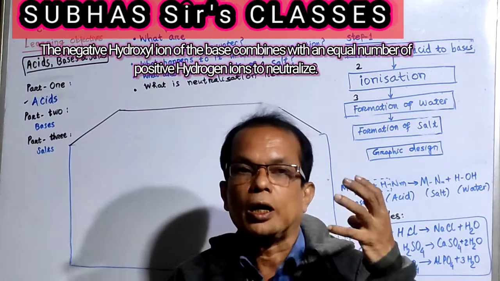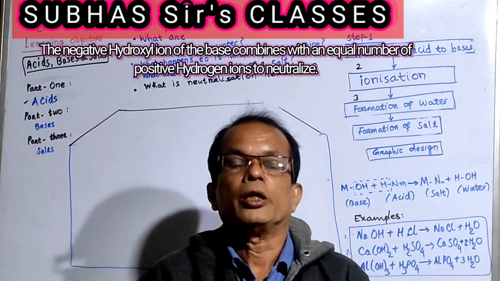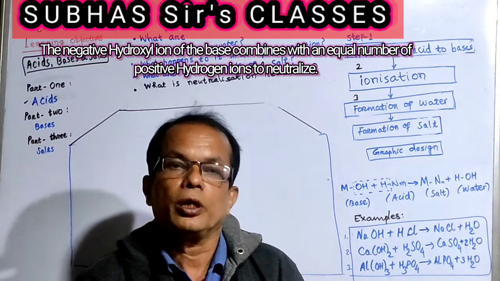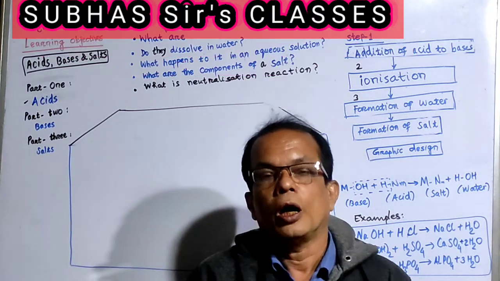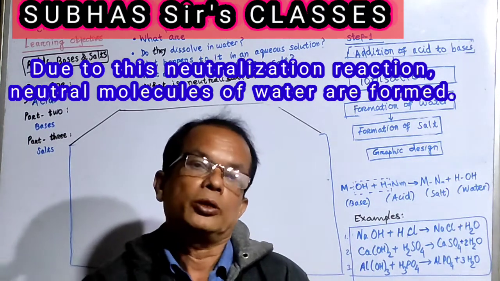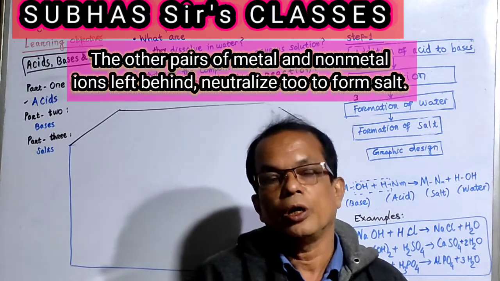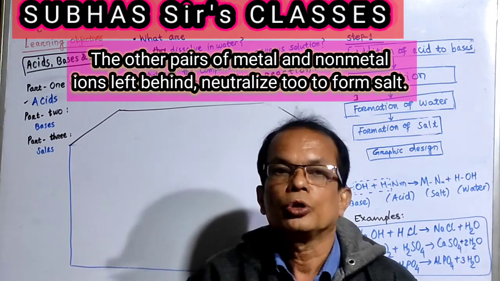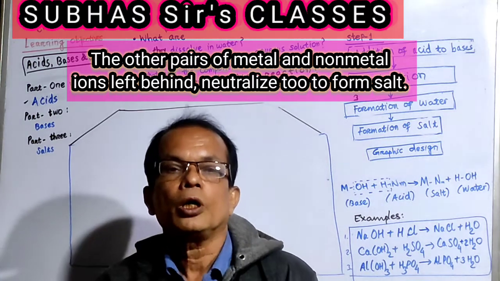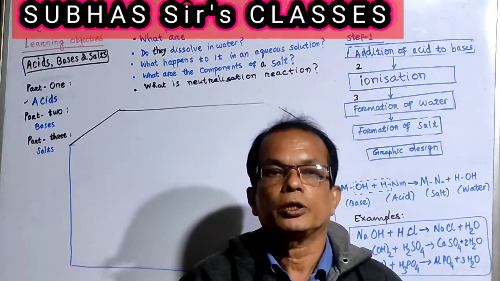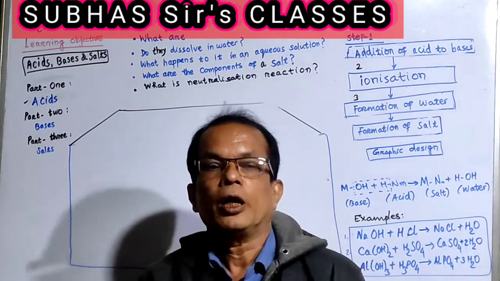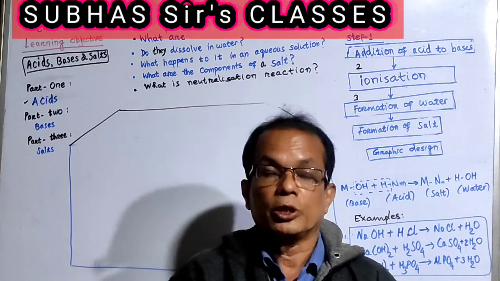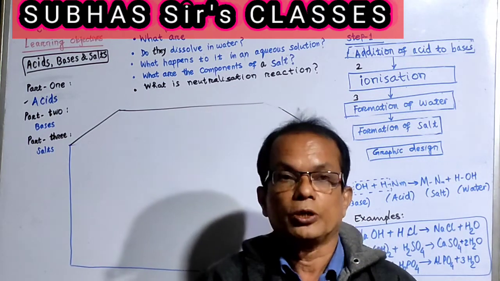So whenever we add a base with an acid, the hydroxyl ion of the base combines with the hydrogen ion of the acid to form H2O molecule, and the things remaining behind will be the positive metallic ion and the negative non-metallic ion. They also combine with each other and form a salt. So salt is nothing but a substance, a compound that contains a metallic part and a non-metallic part, a positive metallic part and a negative non-metallic part. So during the formation of salt, two cases of neutralization takes place.